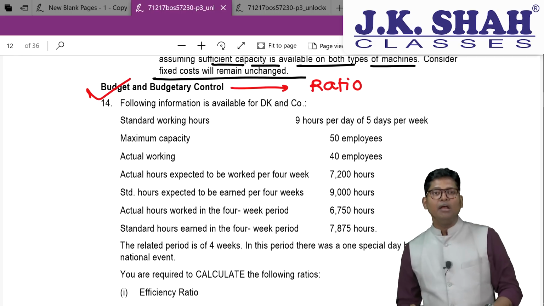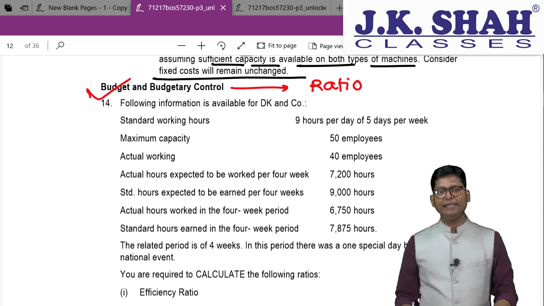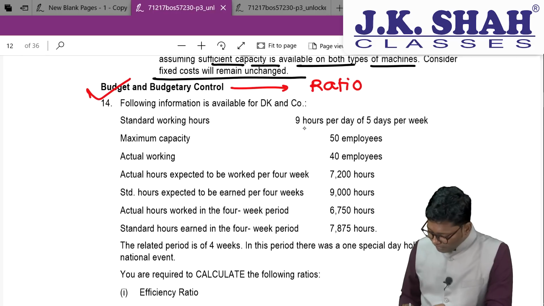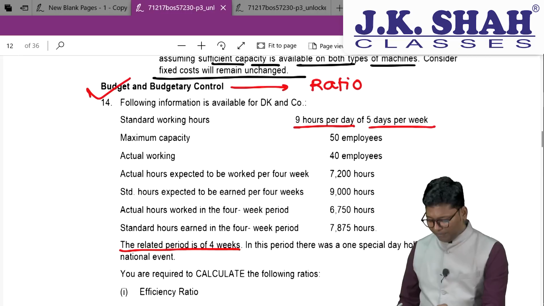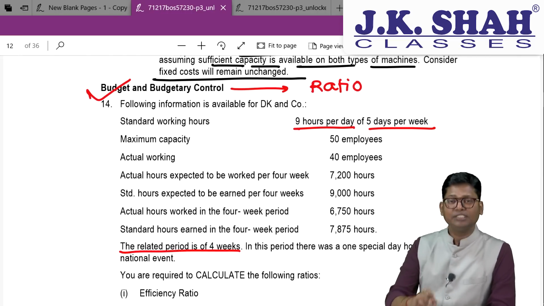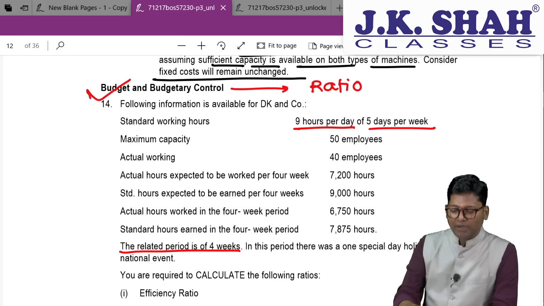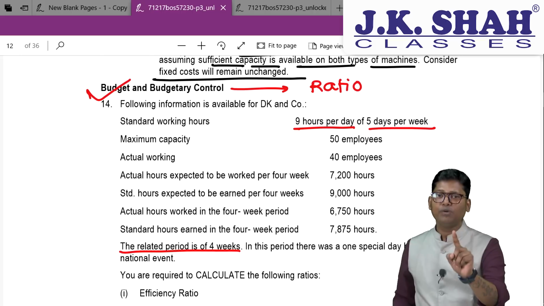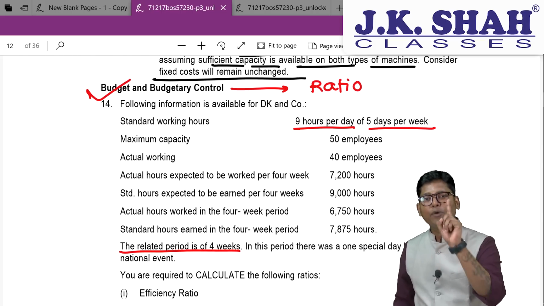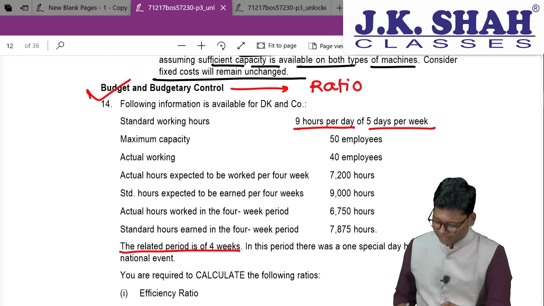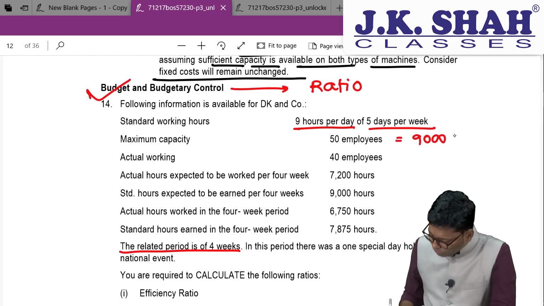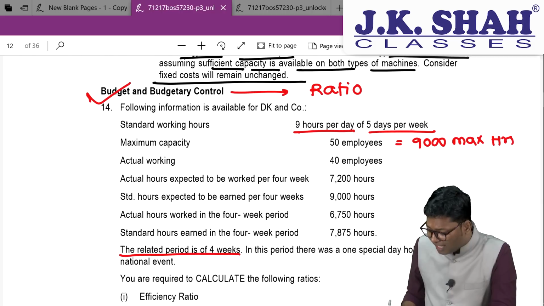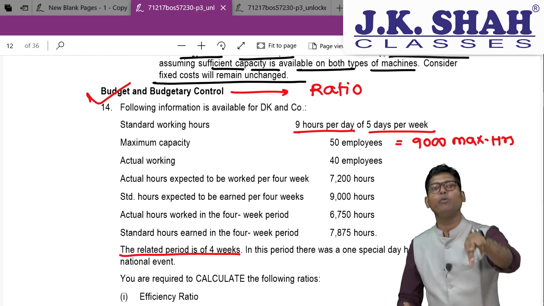You can check. Following information is available for DK and company. Standard working hours are given: 9 hours per day, 5 days per week. And if you read the last line, the relevant period is 4 weeks. So your worker is going to work 9 hours per day, for 5 days per week, and the relevant period is 4 weeks, which means each worker is going to give you 180 productive hours of output. Now if 50 employees are going to work with you, there will be 9,000 maximum hours. These are not hours worked. These are the maximum hours that can be worked by all the workers.